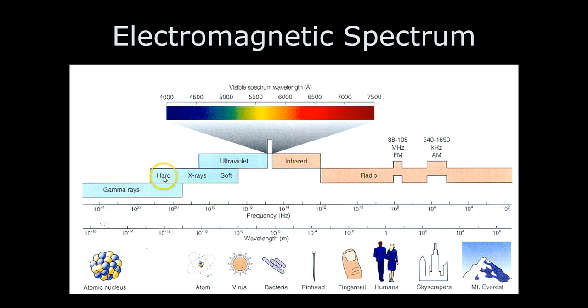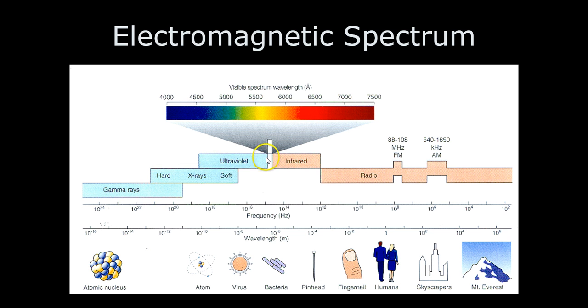Move to the right. Then we have X-rays. Hard and soft X-rays. Now, you know as well as I do that X-rays are dangerous, right? When you go to the dentist to have X-rays taken, what do they do? They put this lead apron on you to protect you. All right, because once again, high frequency, small wavelength. So there's a lot of energy in the X-rays.